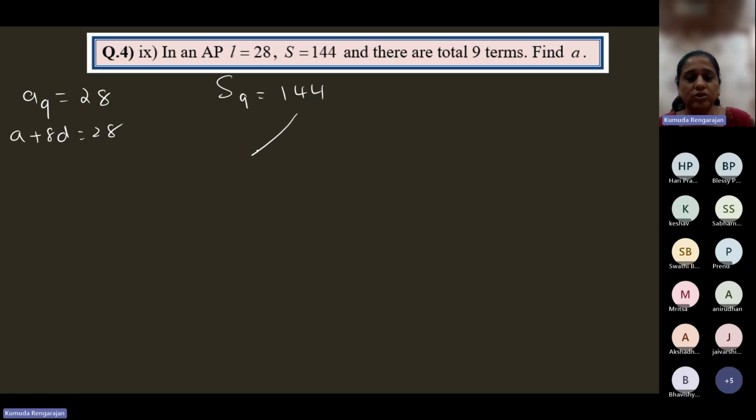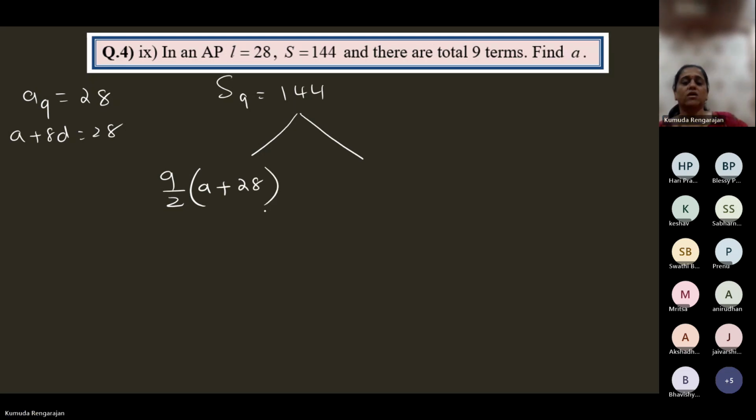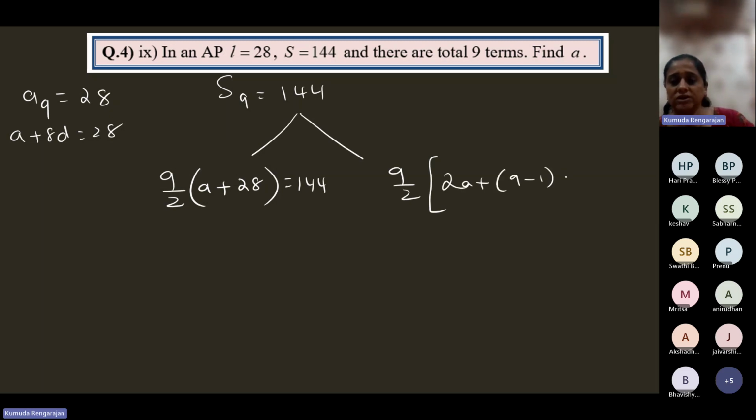And S9, you can do it in two ways. The two ways are, you can either write 9 by 2 of the first term, we don't know, plus the last term, 28, is equal to 144. You can write it like this. Or you can write n by 2 of 2a plus n minus 1 into d, 9 by 2 of 2a plus 9 minus 1 into d, we don't know, is equal to 144. You can write it in both the ways.